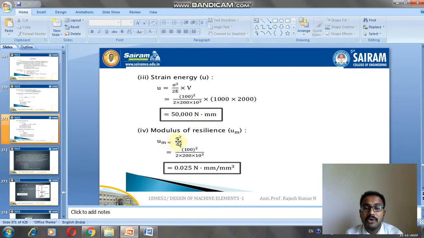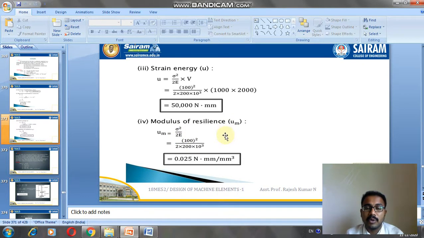And the fourth one is the modulus of resilience, which is denoted as mu suffix small m. The formula for modulus of resilience is sigma square divided by 2E. We know sigma value, we know E value. Substitute in this formula, and after the simplification, we are getting the modulus of resilience as 0.025 Newton mm divided by mm cube. Even you can cancel this also. So Newton per mm square will be the modulus of resilience. So this is how we need to solve this problem.